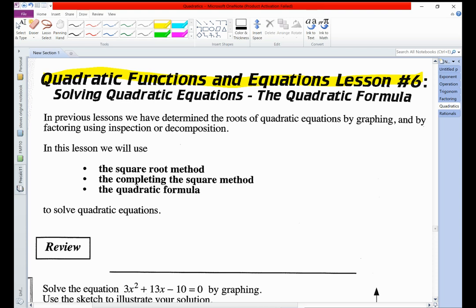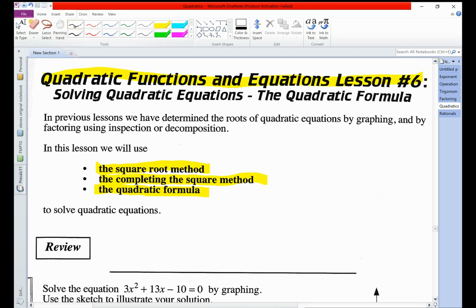So it says here, in previous lessons we have determined the roots of quadratic equations by graphing and by factoring using inspection or decomposition. In this lesson, we are going to use the square root method, the completing the square method, which we learned last lesson, and the new one, the quadratic formula, to solve these equations.